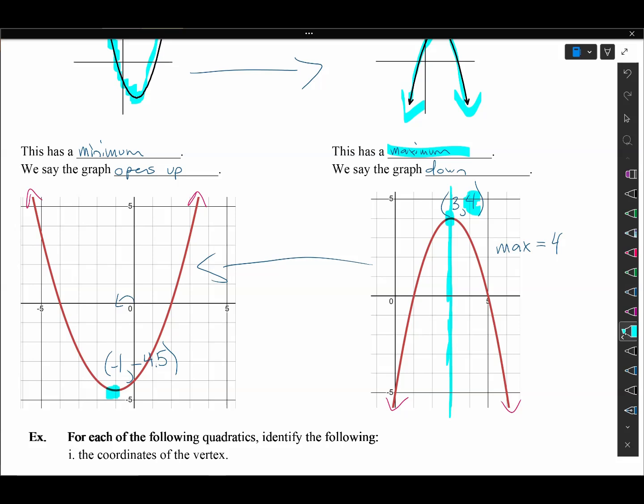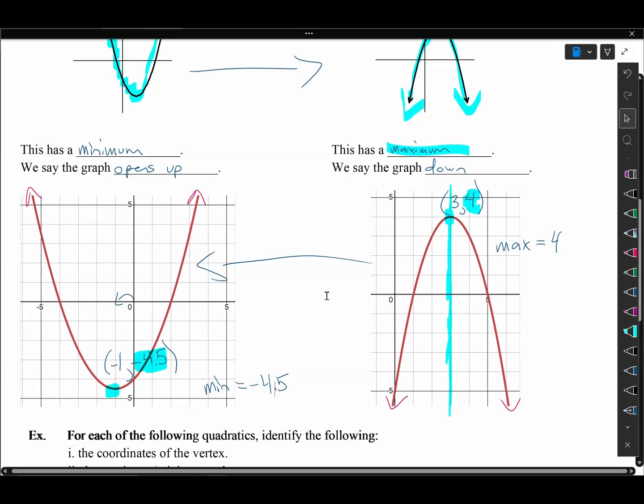If that's the case, our minimum value, remember it's a minimum because it's the lowest it reaches, is always going to be, as it was before, the y coordinate of your vertex. In this case, we would say that the minimum is equal to -4.5.